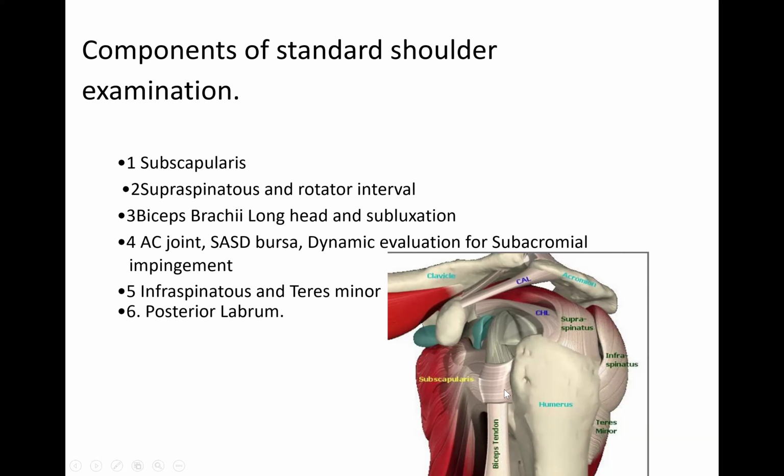In between the greater and the lesser tuberosity, there is a groove called the bicipital groove, which is for the long head of the biceps tendon. This long head of the biceps tendon has an intracapsular origin, arises from the superior labrum, and passes between the two tuberosities in the bicipital groove.